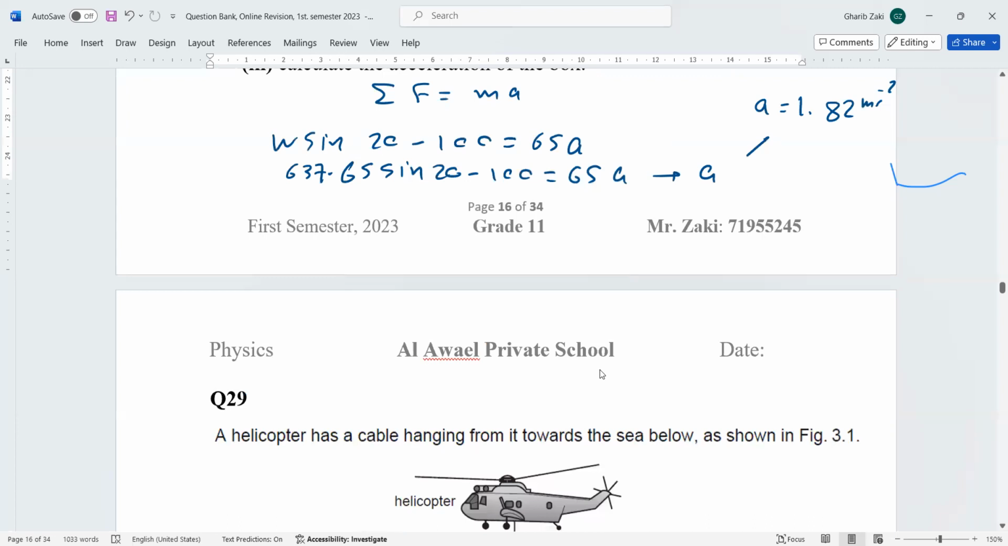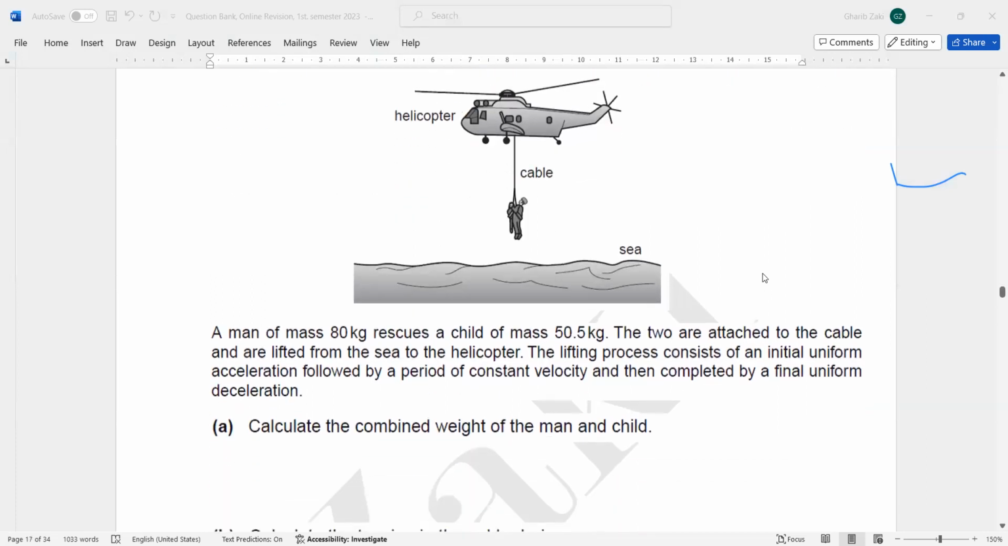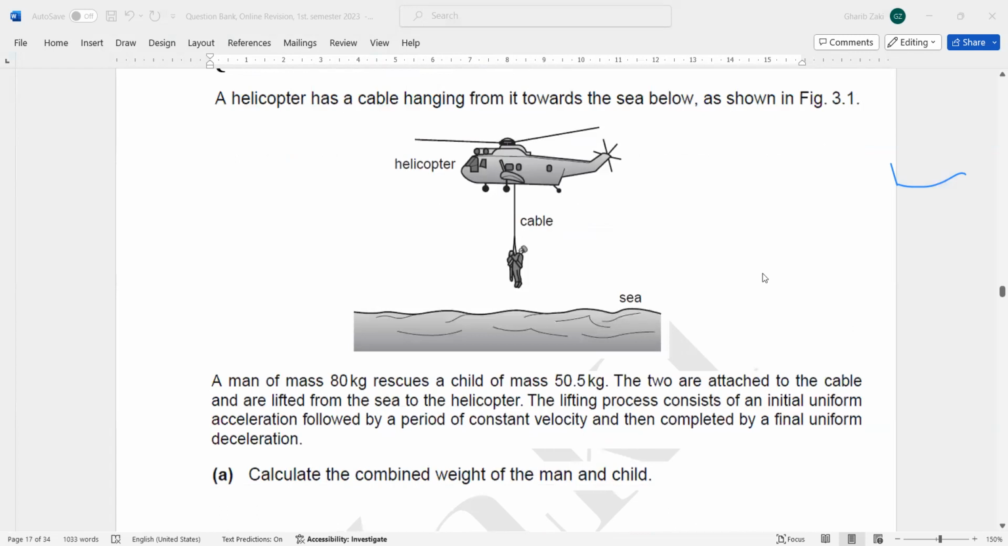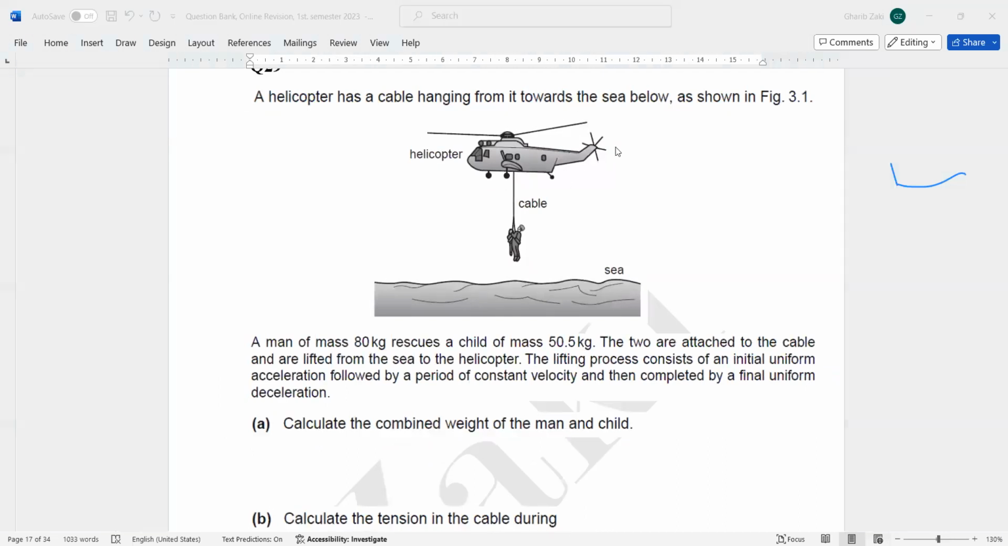Okay. This question number 29. Yes, question? Okay, thank you. Now, question number 29, it said calculate the combined weight. Is that question easy for you? If you need me to check it, tell me please. I give you about 5 minutes to solve that question, and then we return back after 5 minutes, okay?